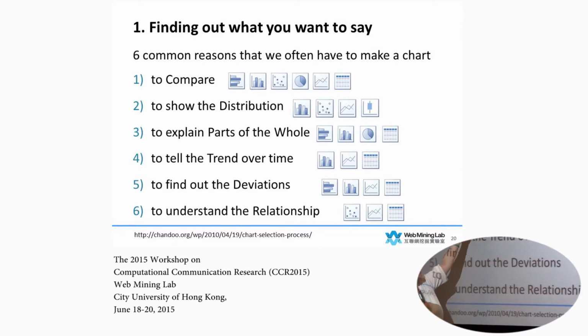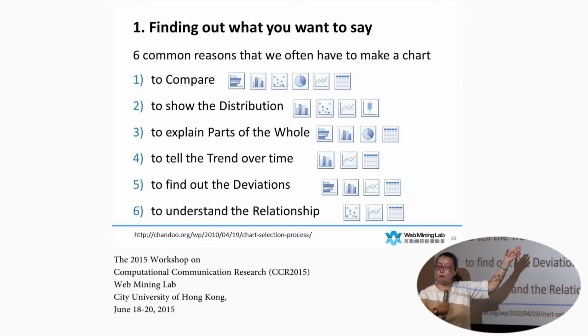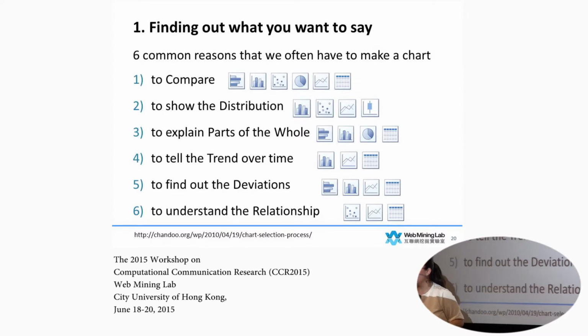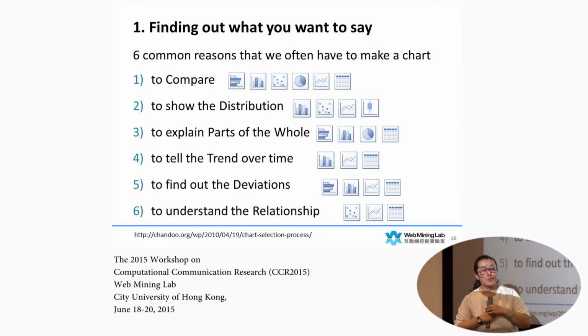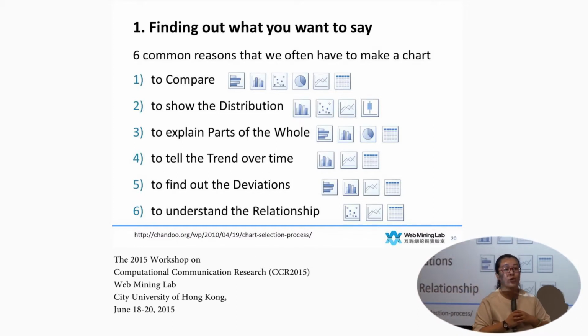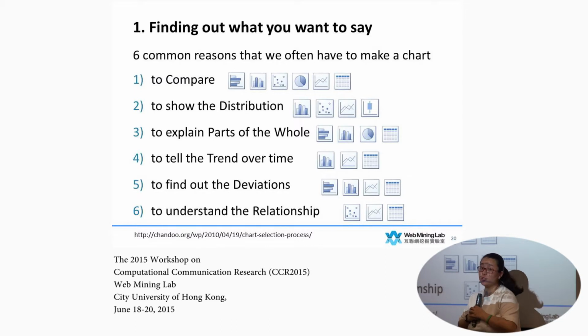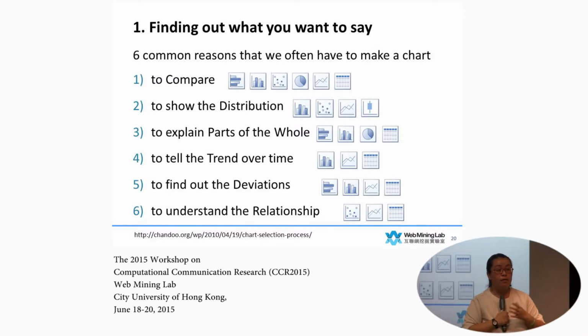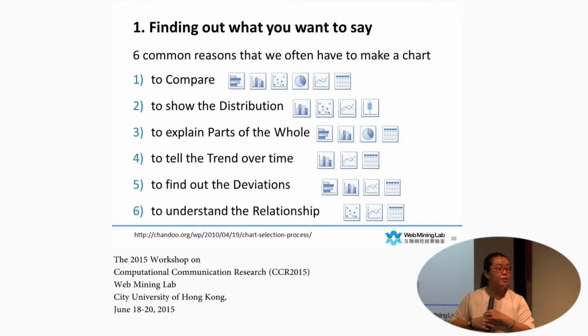I want to do comparison. I want to show the relationship between the two variables. I want to find the outliers, the deviations, the distribution of the data set. Or I want to explore the time series, the trend of the data set. You have to understand your data. You have to understand the story you want to tell. That's the point I want to make here. It's really hard to memorize all these visualization options, all these visualization devices, right?